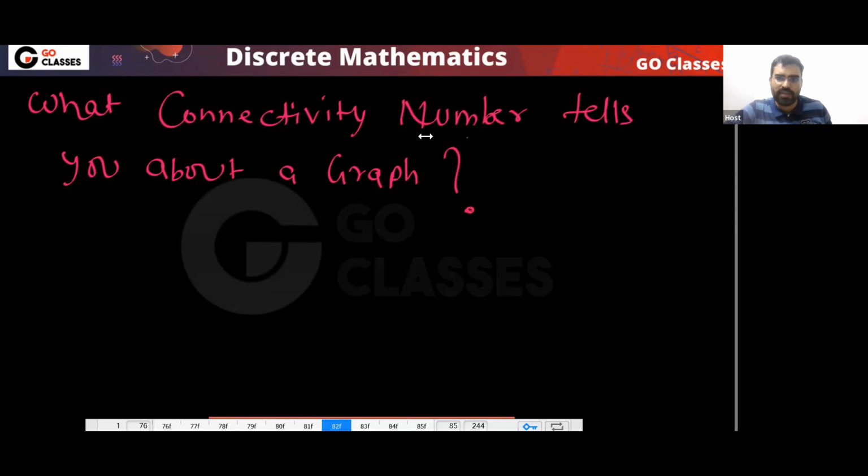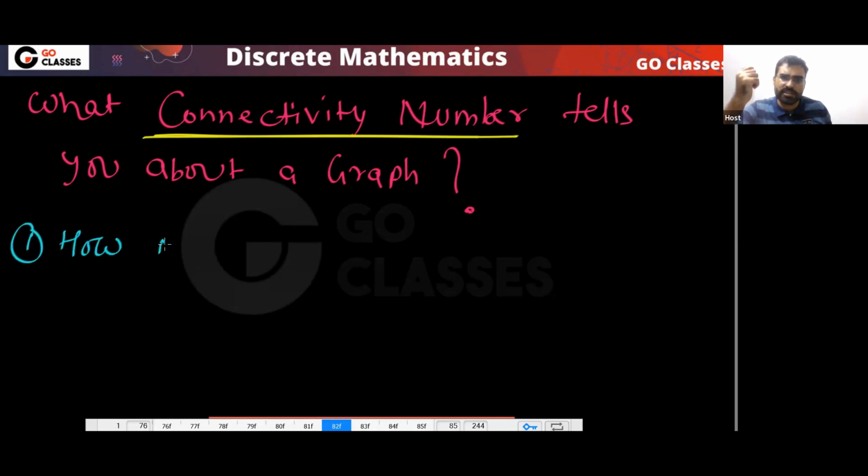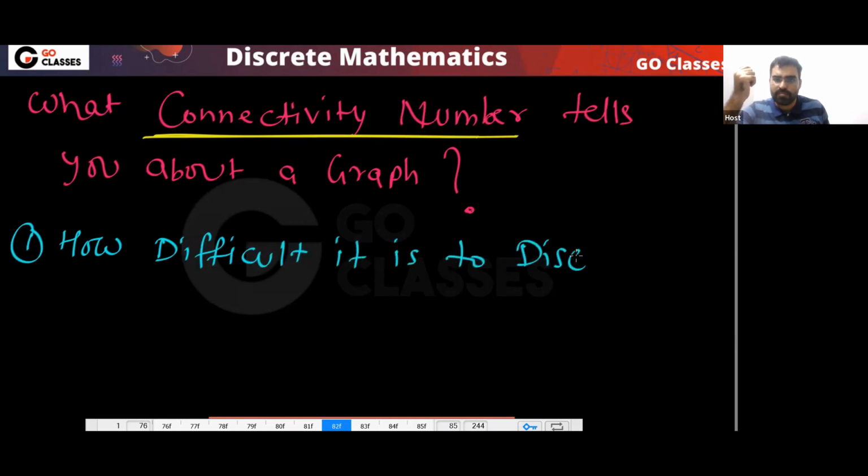Yes, very good, Yuvraj. Excellent. The connectivity number tells you how difficult it is to disconnect a graph. Remember, how difficult it is to disconnect the graph.